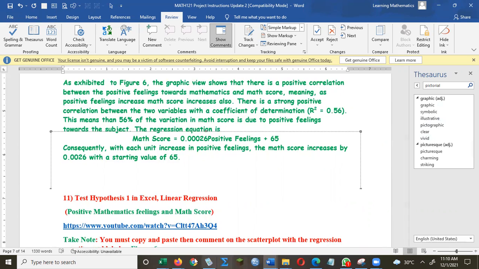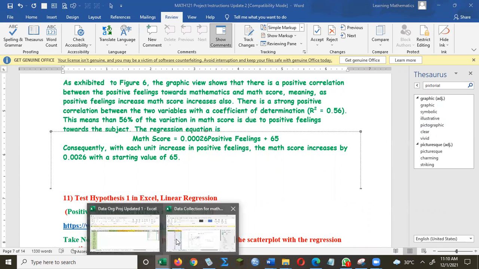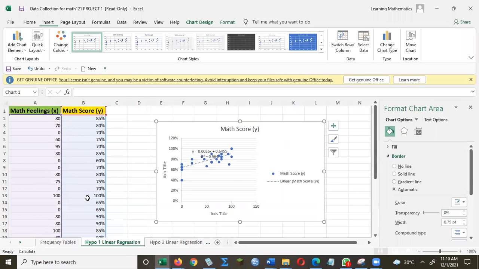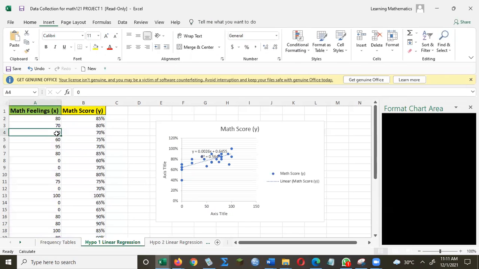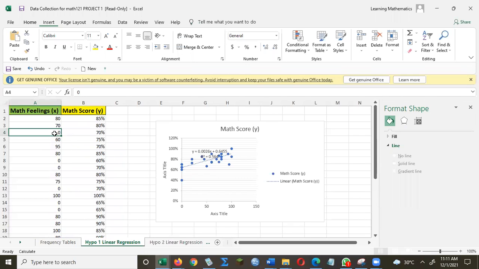Look at the power of graphs, okay. You have two sets of numbers, math score and math feelings, and just by looking at those numbers, you still cannot really coin a solid interpretation of what is actually going on between them. Isn't that so? You have two sets of numbers and you're not sure what is going on between those two variables. To help you, you can have a diagram. A diagram is a very powerful thing.